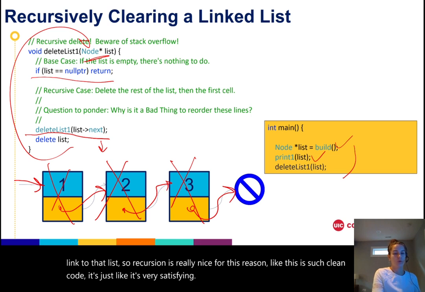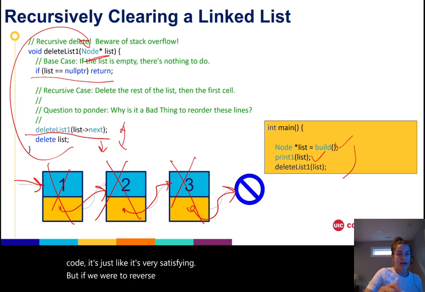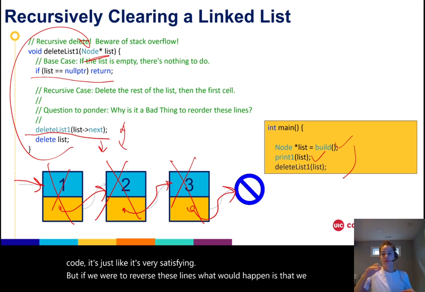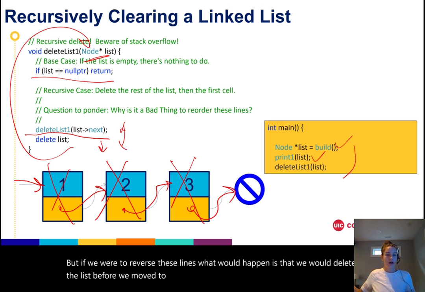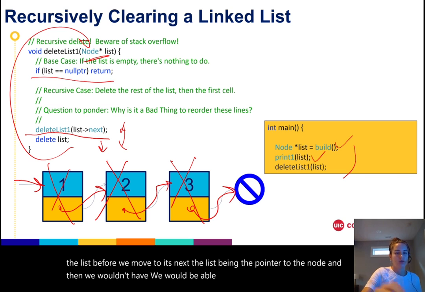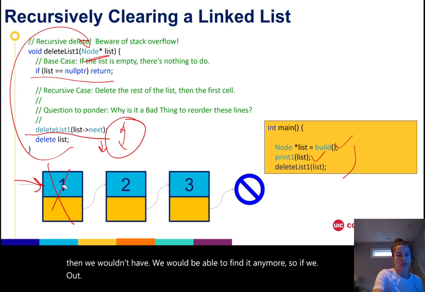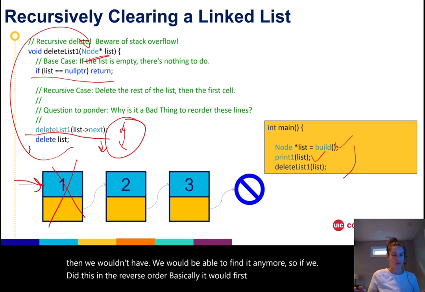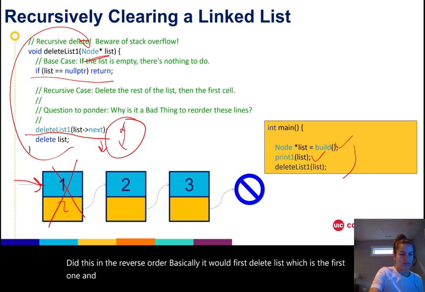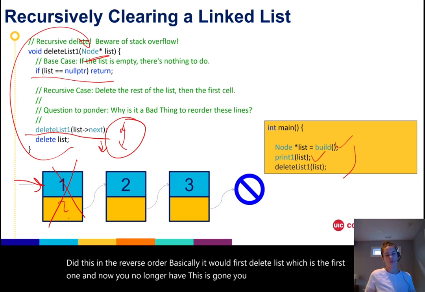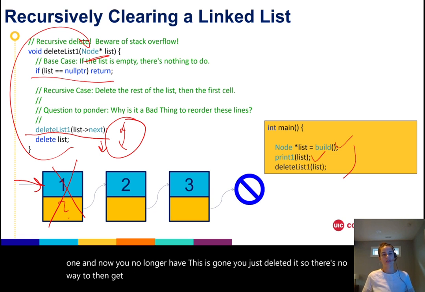But if we were to reverse these lines, what would happen is that we would delete the list before we move to its next, the list being the pointer to the node, and then we wouldn't be able to find it anymore. So if we did this in the reverse order, it would first delete list, which is the first one, and now you no longer have this. This is gone, you just deleted it. So there's no way to then get to the next one to delete. And you have to be really, really careful about this with linked lists.